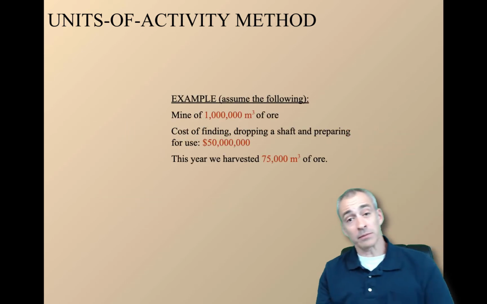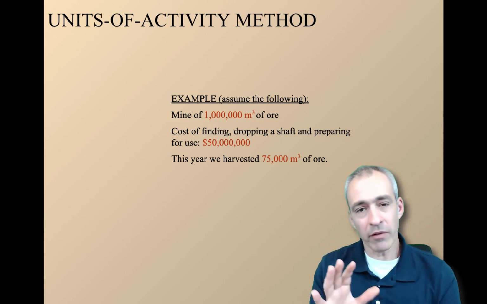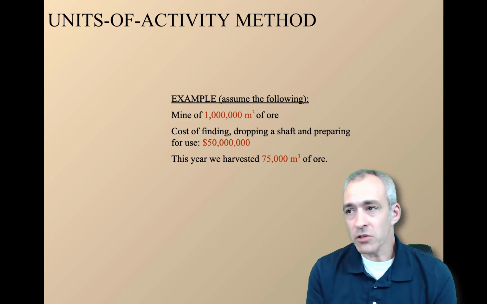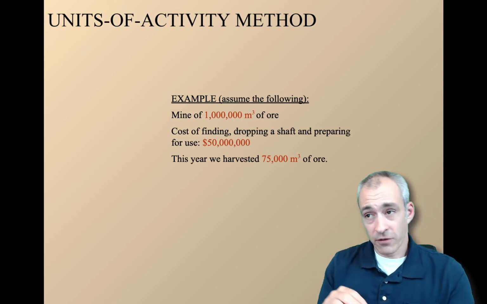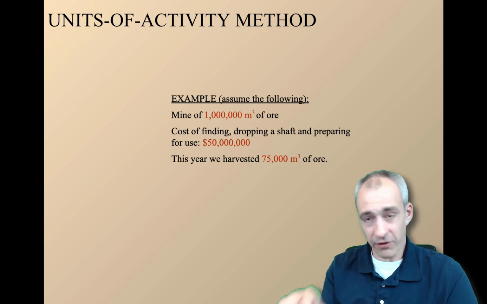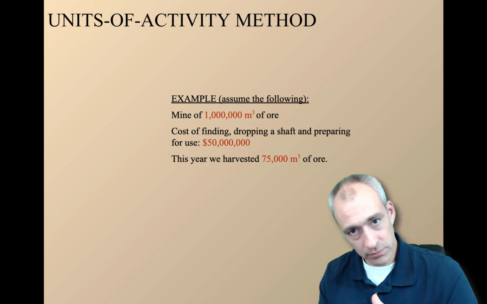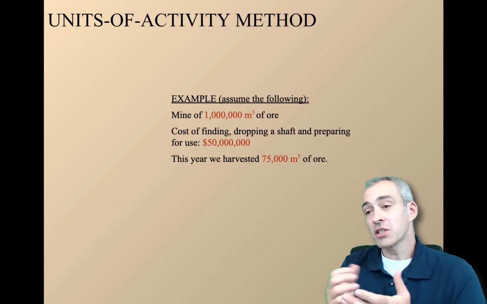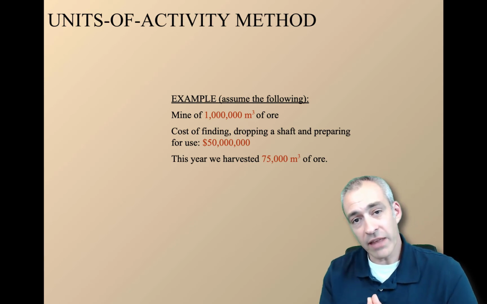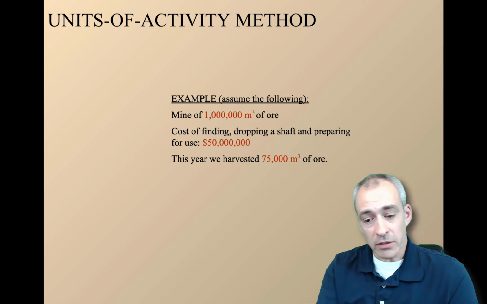So here's an example. Since this is the new one, we'll do an example. It's in the slideshow. Let's say you have a mine. It's got 1 million cubic meters of ore. The cost of finding this particular vein of ore, dropping a shaft, preparing it for use is $50 million. Okay, so this year we harvested 75,000 cubic meters of ore from the mine. So what's our amortization expense?